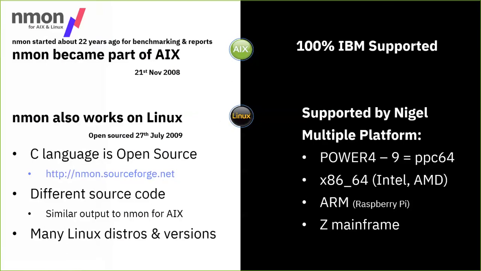My home ground is the Power machines. I've got a couple of Power 9 machines now. A lot of people are using it on Intel or AMD, the x86-64, which is a bit of a mouthful. It also runs very nicely on ARM, and by that I mean the Raspberry Pi. I run Ubuntu on Raspberry Pi, and Raspbian also supports NMON. And we have Linux on the mainframes as well, or the Z products, as I'm going to call them these days.